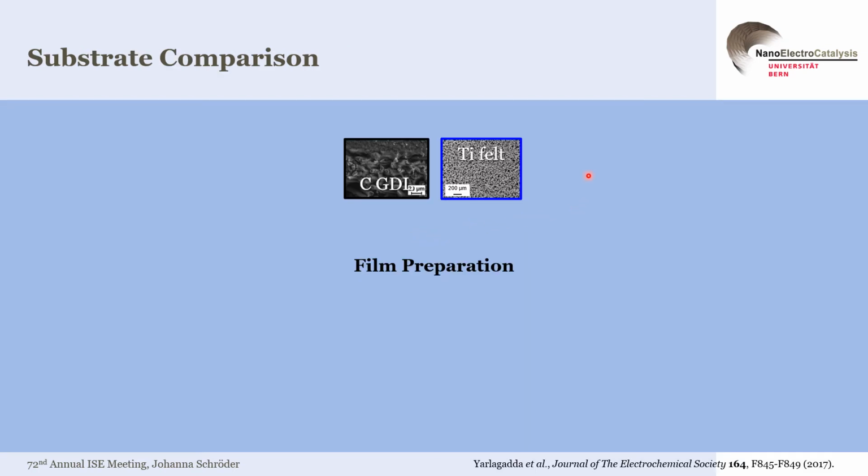As a last aspect, I want to compare the carbon gas diffusion layer that we are normally using for gas diffusion electrode setups and compare the activity to measurements with a titanium felt that is regularly used in electrolyzers. And something I was not talking about so far is the film preparation. And this is at this point necessary, as I had to look into it to enable the preparation of catalyst films with a titanium felt with regular lab equipment.